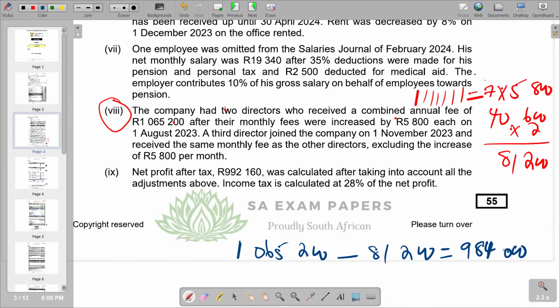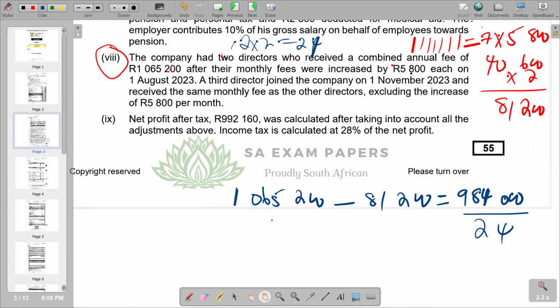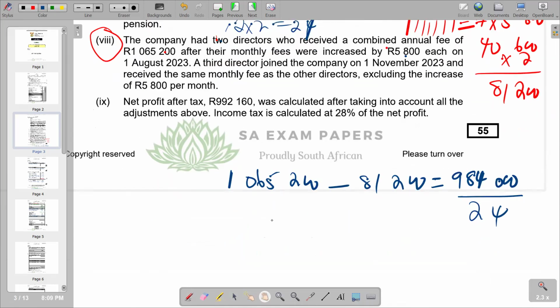So 984,000 is for the two directors without the increase of 5,800. We've removed the increase, so we can now find the monthly fee. So there were two directors for 12 months. So we've got 12 months, we multiply by 2, you get 24. So if you divide by 24, you get the monthly fee without the increase. So 984,000, you divide by 24, you get 41,000. So what it means is before the increase, it was 41,000 per month in terms of the fee.